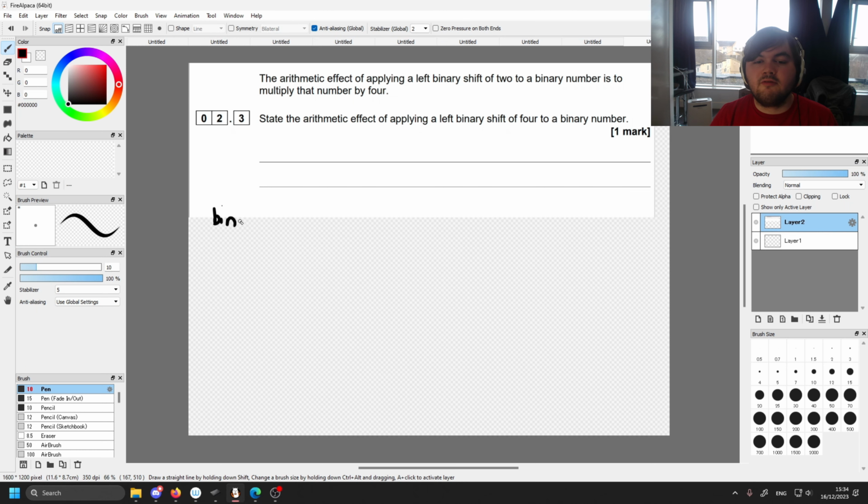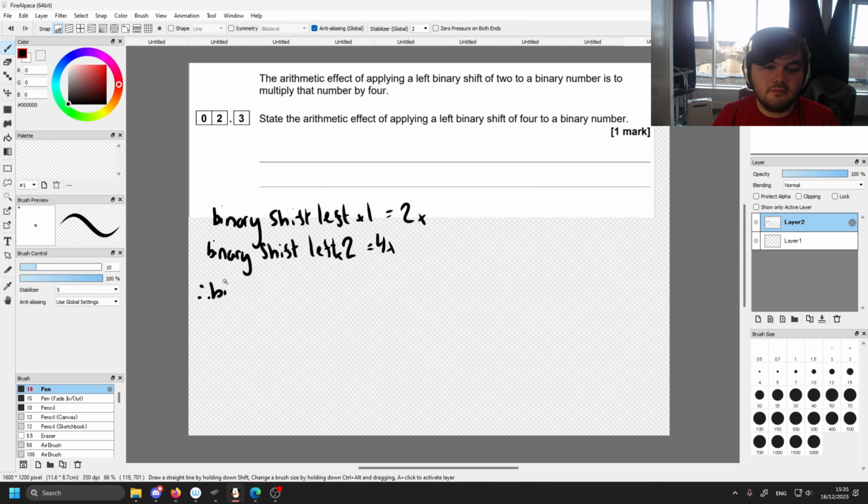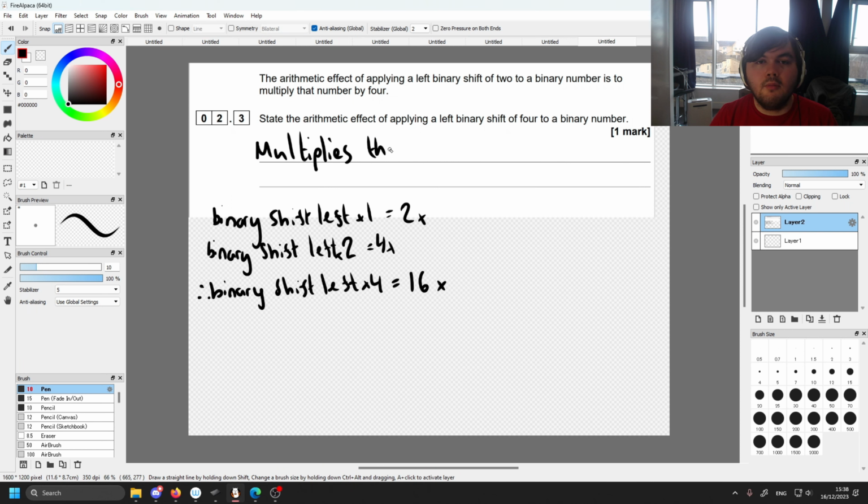Question 2.3. The arithmetic effect of applying a left shift of 2 to a binary number is to multiply that number by 4. So state the arithmetic effect of applying a left shift of 4 to a binary number. Since you know that shifting once multiplies by 2, and they tell us that shifting by 2 multiplies by 4, you should be able to gather that shifting by 4 multiplies by 16.